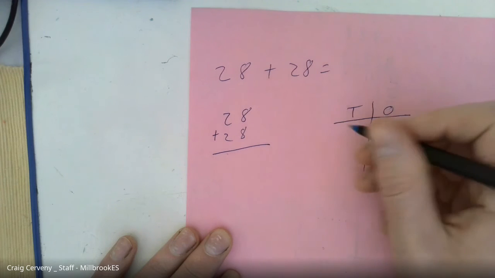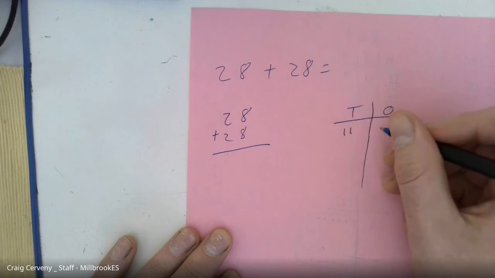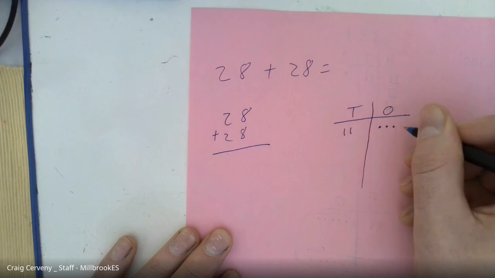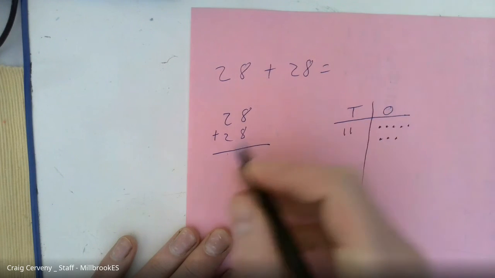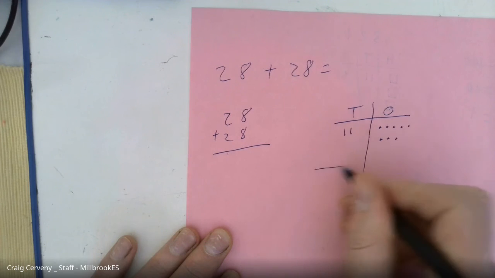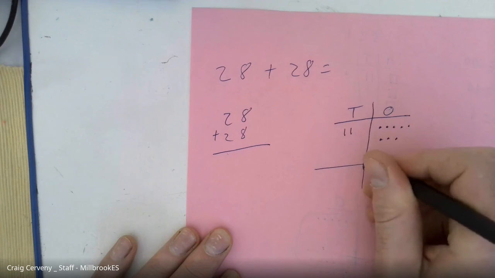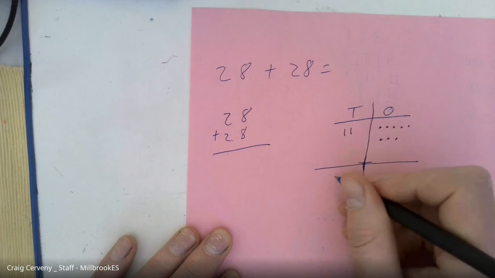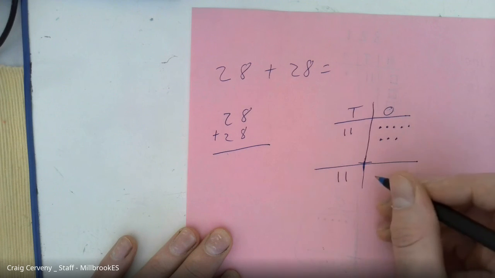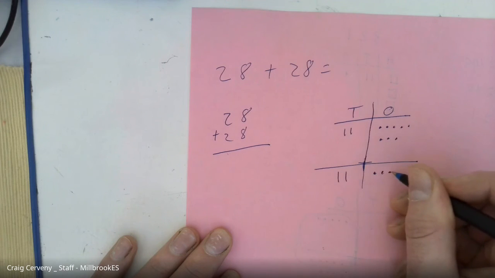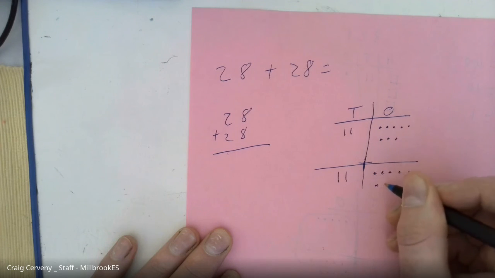And so we got 2 tens, 8 ones, 1, 2, 3, 4, 5, 6, 7, 8. And we look at the sign. We're going to make a plus sign right here, right? And we're going to put 28 below as well. 1, 2, that's 20. 1, 2, 3, 4, 5, 6, 7, 8.